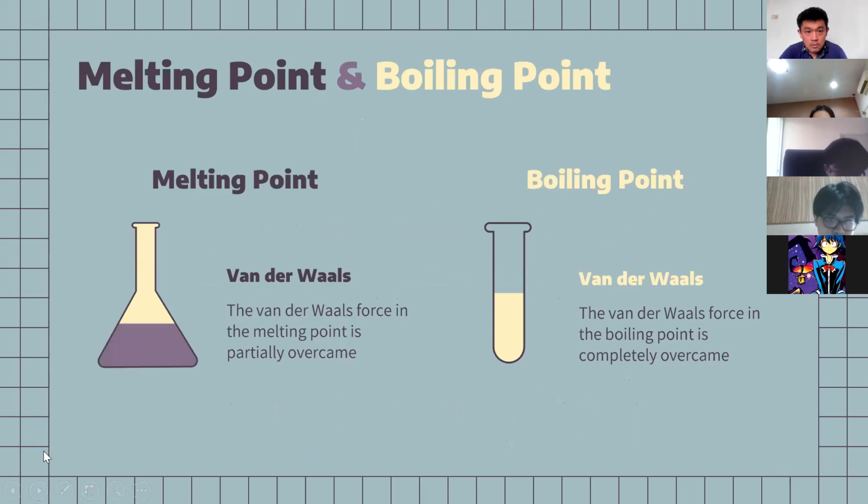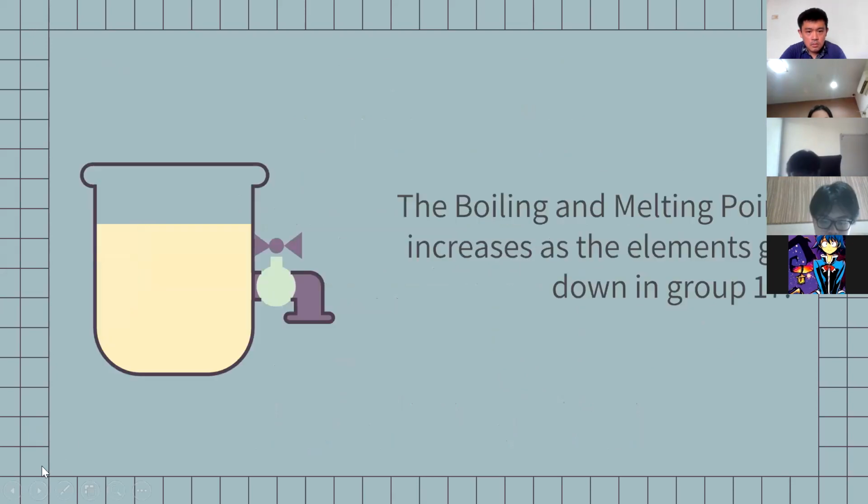During the halogen's melting point, the van der Waals force is partially overcome, and during the boiling point, it is almost fully overcome, turning the molecules into a solid or liquid respectively. Another characteristic of the boiling and melting points is that they increase as we go down the group. This is because the increasing size of the molecules creates a larger intermolecular force, making it harder to boil and melt.